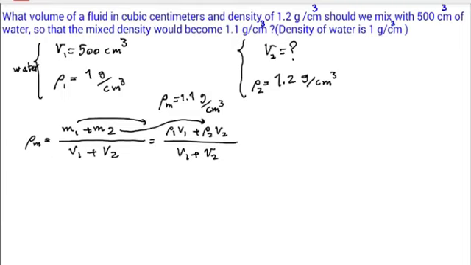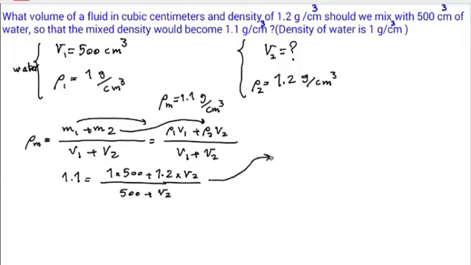Okay, the mixed density is given. The mixed density is 1.1 grams per centimeter cubed, which is equal to rho of 1 is 1, V of 1 is 500 centimeters cubed, plus rho of 2 is 1.2, V of 2 is unknown, over V of 1, which is again 500 centimeters cubed, plus V of 2, which is unknown. So you solve this equation for V of 2 and you can find the answer easily.